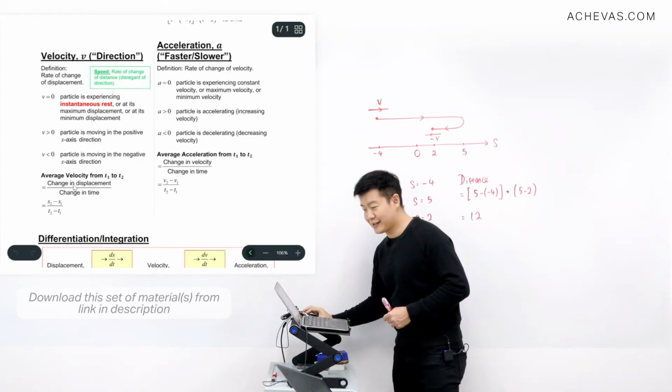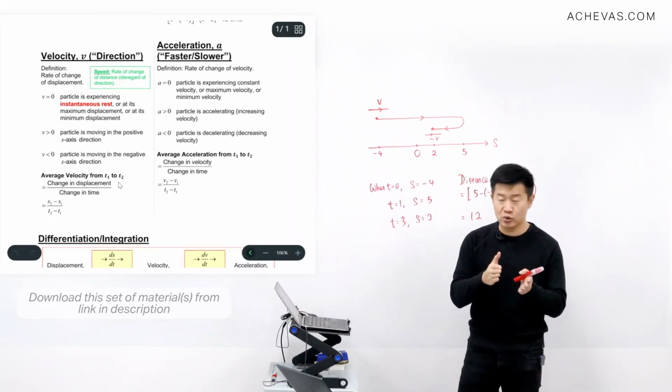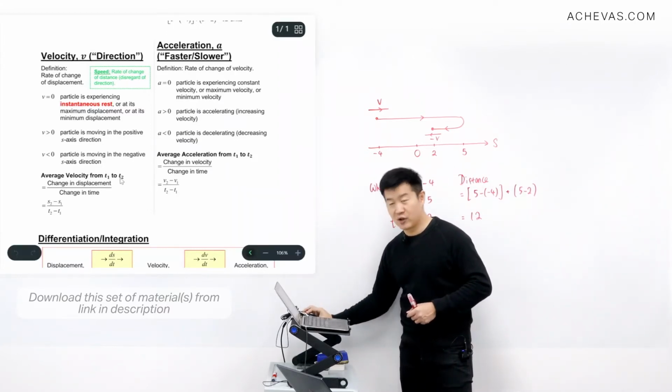If the question were to ask you for the average velocity from t equals t1 to t2, then you will just look at the velocity at t1 and the velocity at t2, then the displacement at t1 and the displacement at t2.